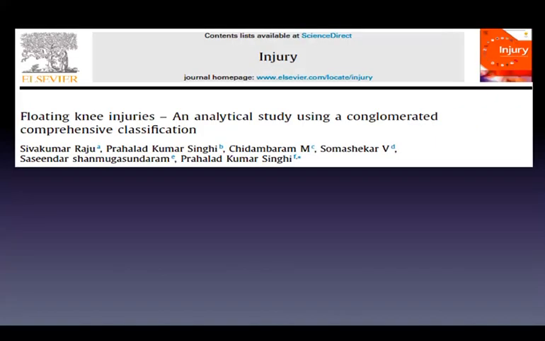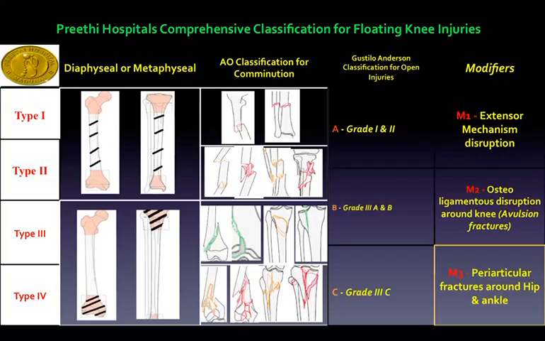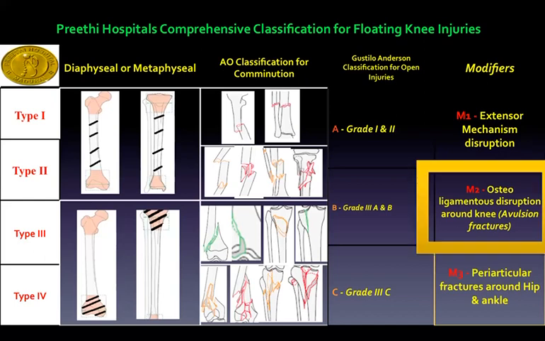This is our own paper on floating knee injury. We published a comprehensive classification for floating knee injuries, and we have brought in this M2 modifier, which is an osteoligamentous disruption around the knee during these injuries, because these are the ones which present with instability.